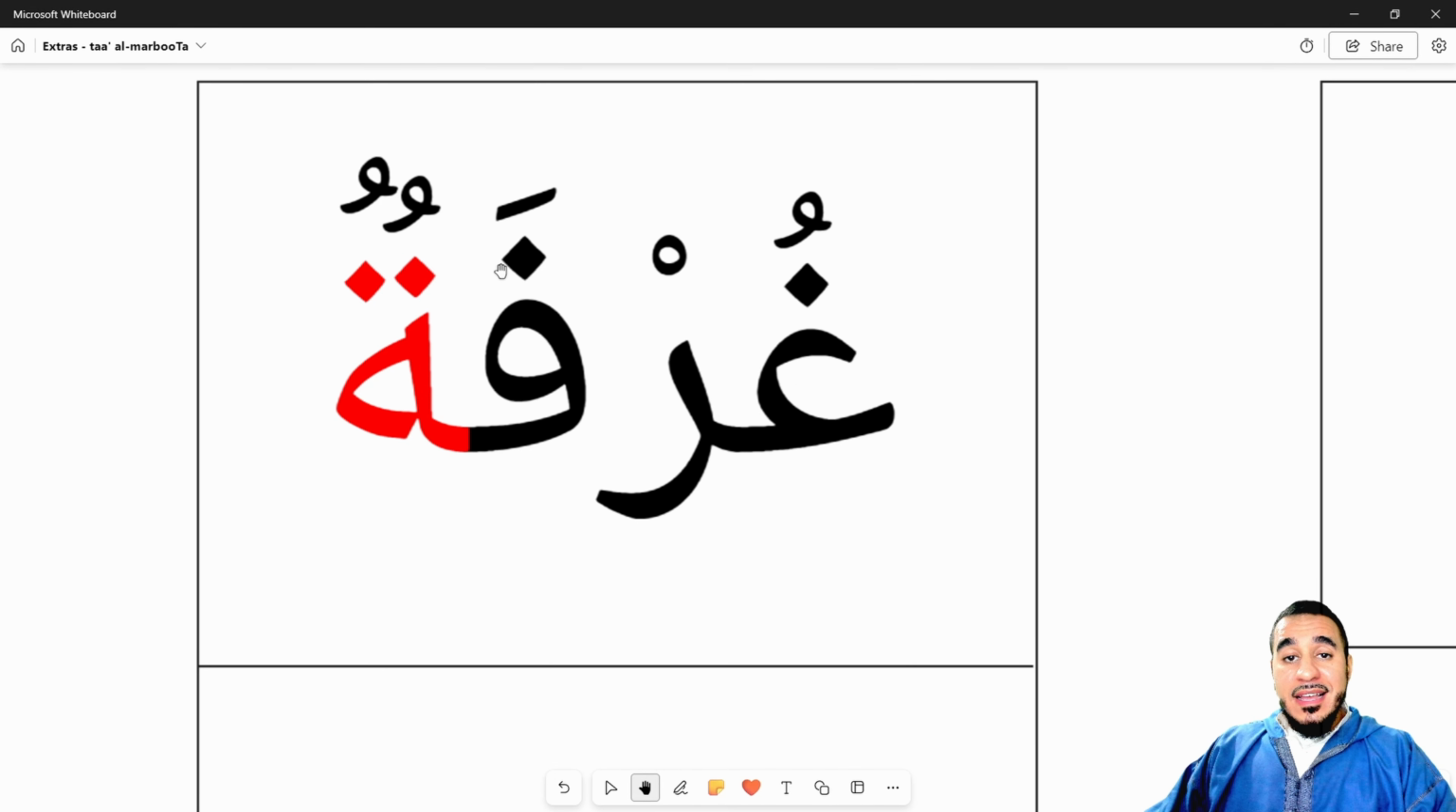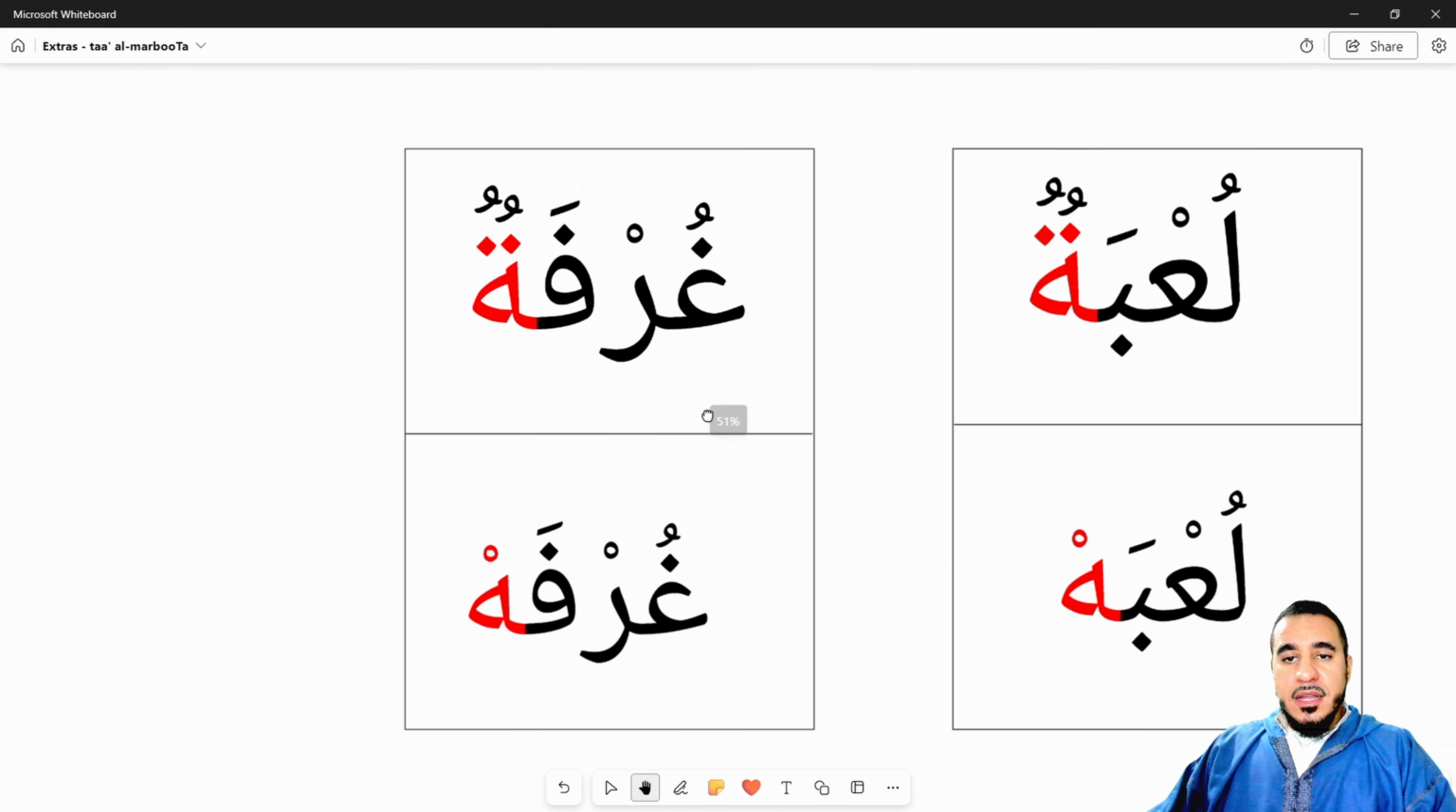And then the fa has a fatha, so fa. And then the ta al-marbuta attached to the end with the dhammatan, okay? And because the letter fa accepts the next letter to physically attach to it, then we get this shape of the ta al-marbuta. Just like when a ha is the last letter of a word, it will look just like this, okay? But again, because it's the ta al-marbuta, it must have two dots above it. And it would even be pronounced with the ta, okay? Ghurfatun.